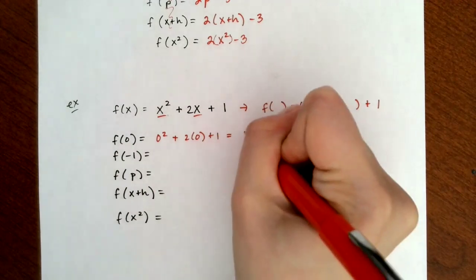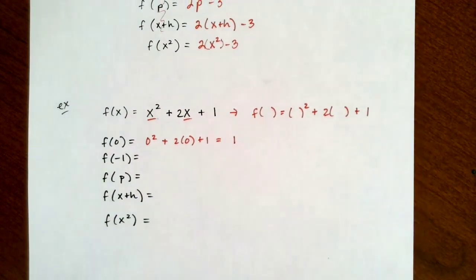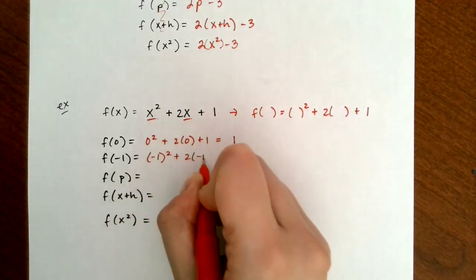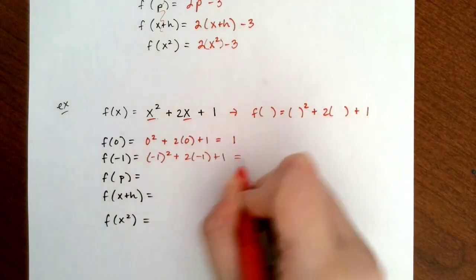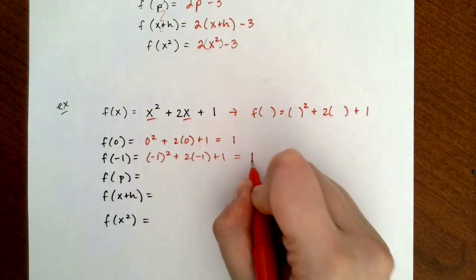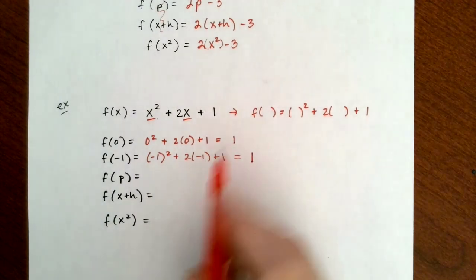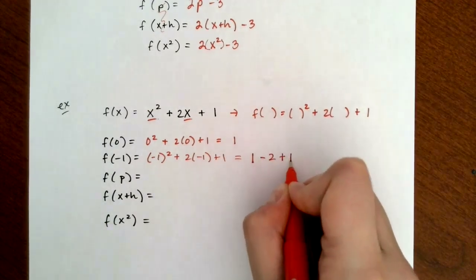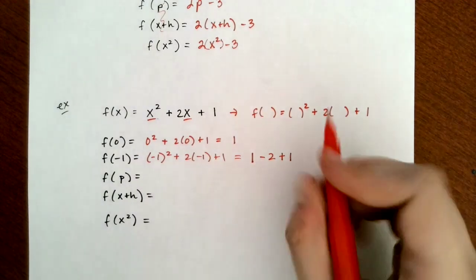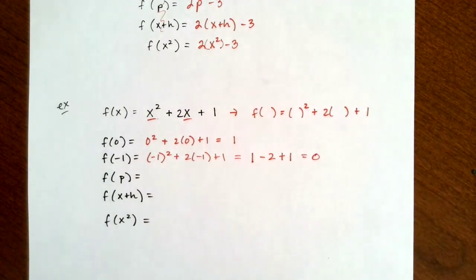That 0 plus 0 plus 1 is 1. Okay, if I do f of -1, I want to be careful, especially with that square. -1 squared plus 2 times -1 plus 1. -1 squared is -1 times -1, so that's +1. 2 times -1 is -2. And here I have 1 minus 2 is -1. Plus 1 is 0. Okay, now let's plug in some weirder stuff.